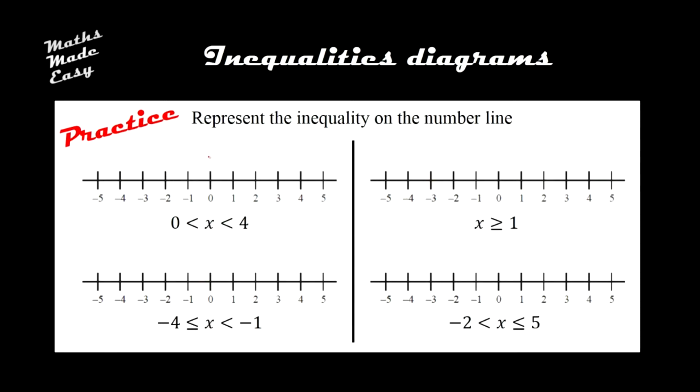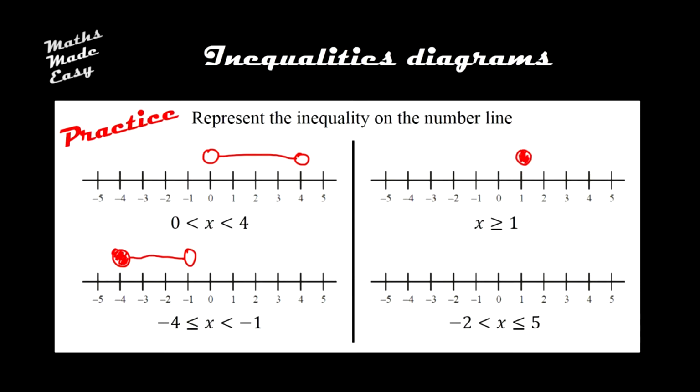So for this first one, we have circles at 0 and 4. They're both open because it's just less than signs rather than less than or equal to, and a line connecting them. For this next one down here, we have a circle at -4 and -1. We shade in the lower of those circles because of this less than or equal to sign, and then draw a line between them. For this one here, we have a circle at +1.